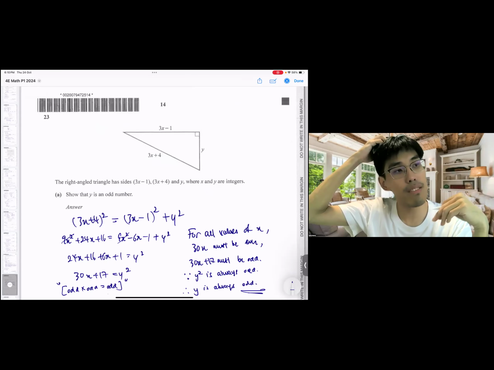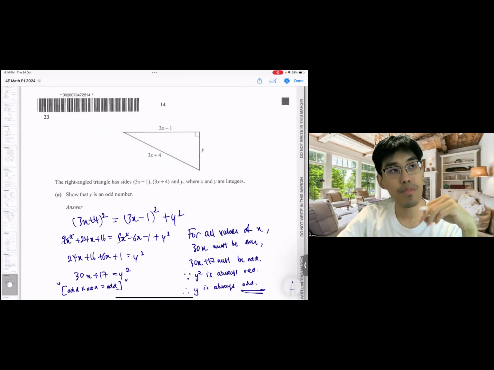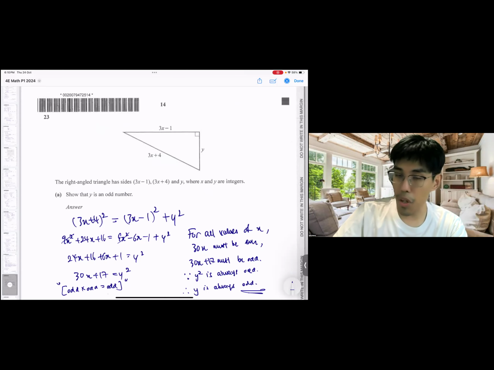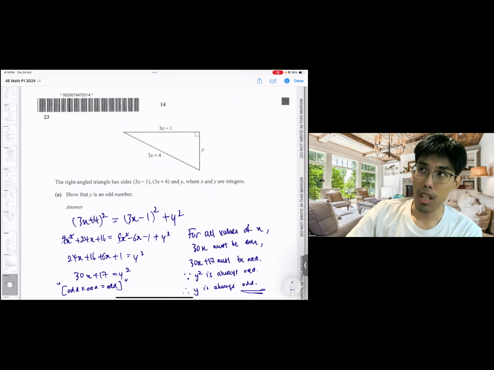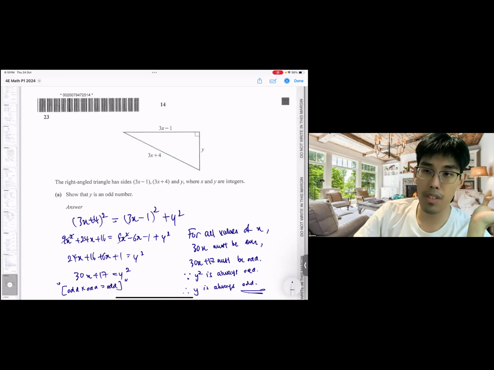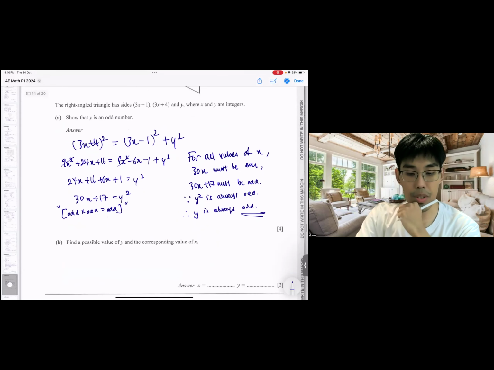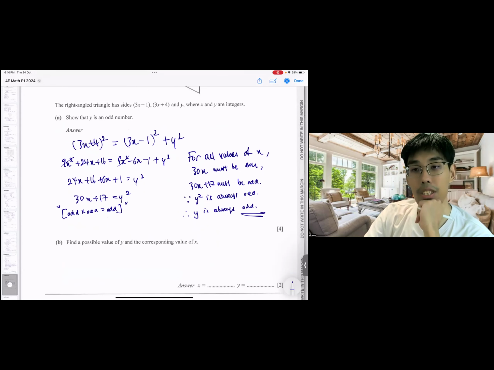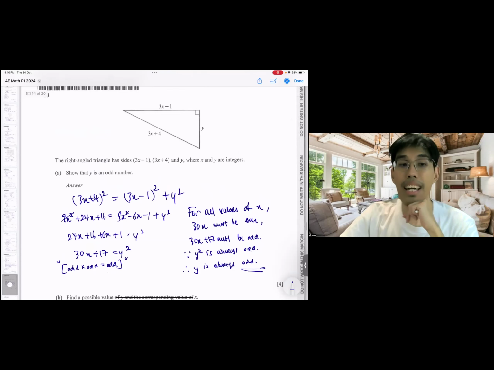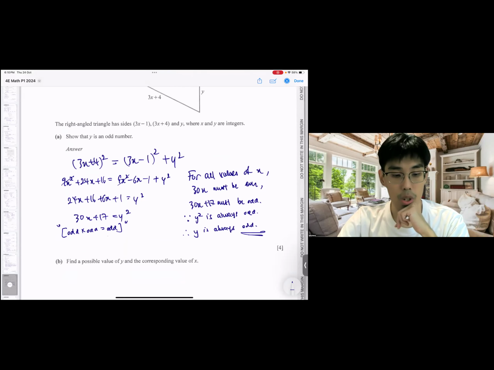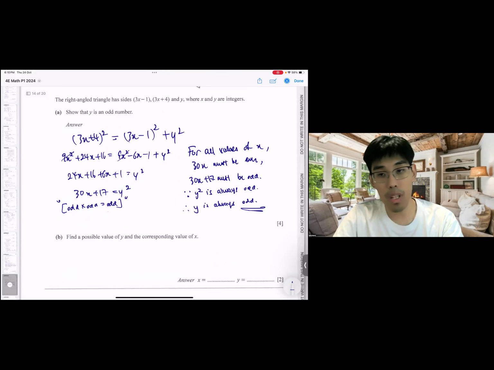So 5, 7, 7, 24, 25. 7, 24, 25, 5, 12, 13, all of them got a difference of 1. 9, 40, 41, also a difference of 1. So 3x plus 1, 3x minus 4. This is interesting though. And a corresponding value of x. Because it said find a possible value of y, that means my y must be a whole number.